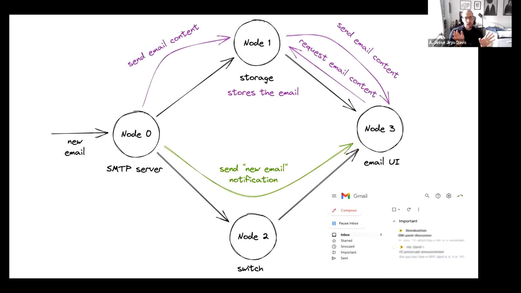And there's the opportunity for a causal violation since node 0 sends 2 messages at once. Node 3 could request the email content before it's available, being a causal violation. So it could receive a new email notification, but then when it checks for that email, it's not there. So let's see how OnePipe prevents this inconsistency.